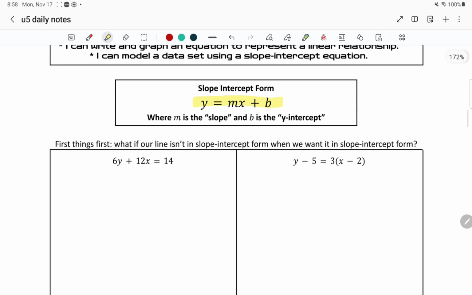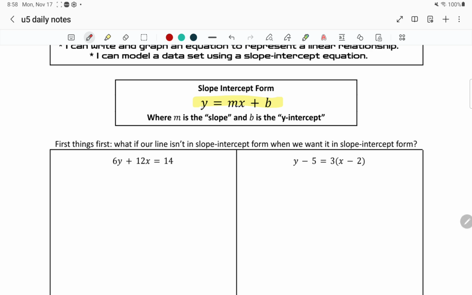So first thing we need to talk about with y equals mx plus b is what if our line isn't already in that form, but we need it in that form. So when I say need it in that form, y equals mx plus b is the best for graphing. So let's say the question asks you to graph, but it looks like one of these. We can make it into slope-intercept form.